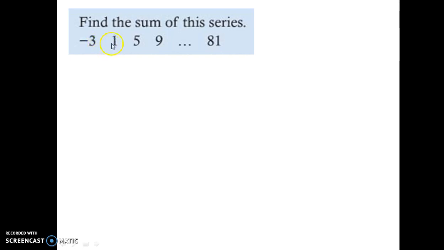-3 to 1 goes up by 4. 1 to 5 goes up by 4. This goes up by 4. So it's arithmetic. We're going to use that same formula. Again, it's called a series because when we're taking the sum, we're adding up all the numbers, we call that a series.